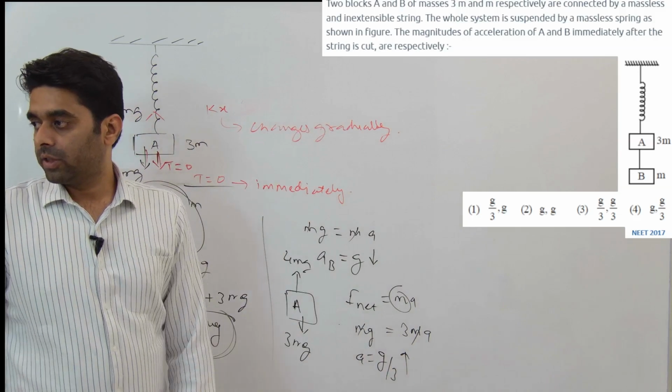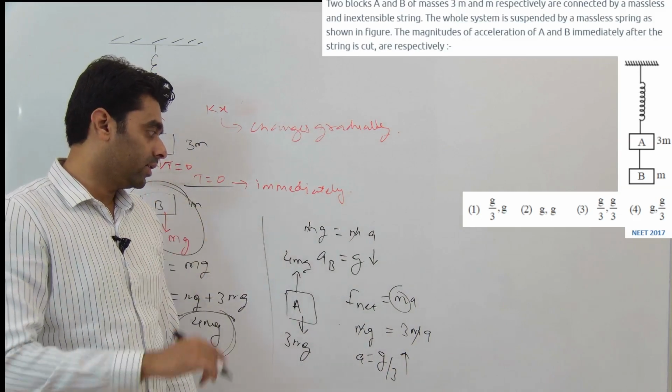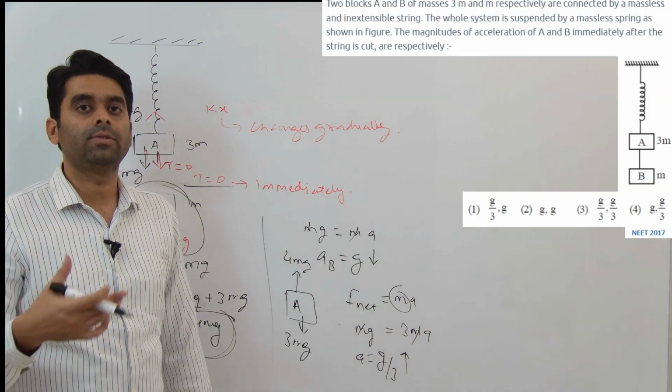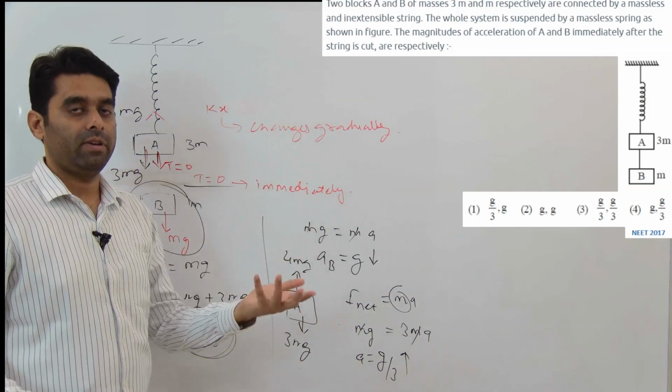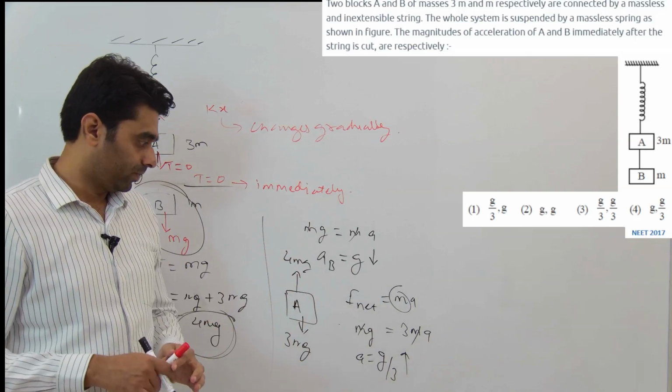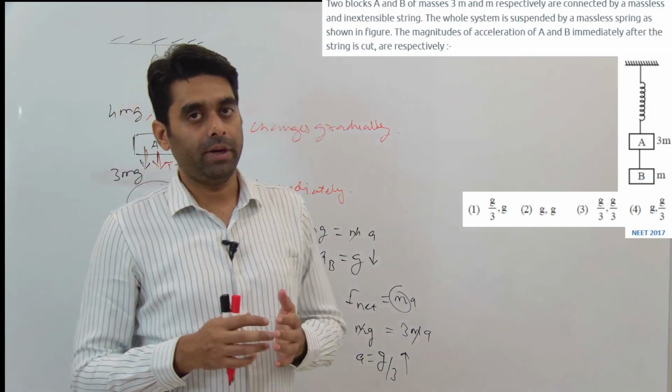So which option is it? g by 3 for A and g for B. Although they have not asked the direction, if they had, g by 3 for A would be upward, and B will be in free fall, g downward. Okay, so with this we have completed all our questions.